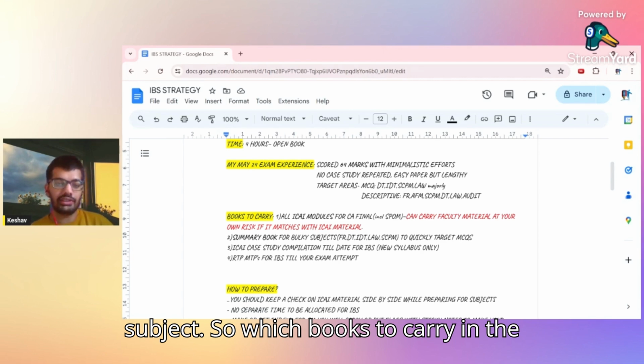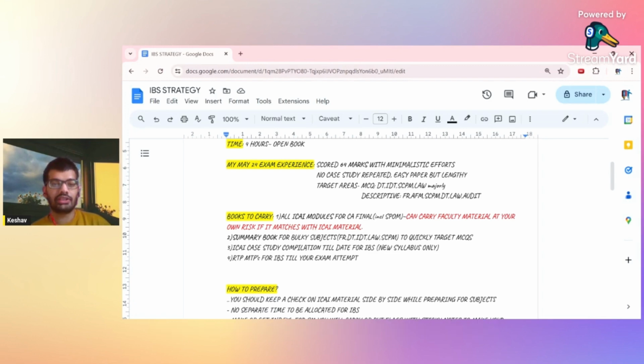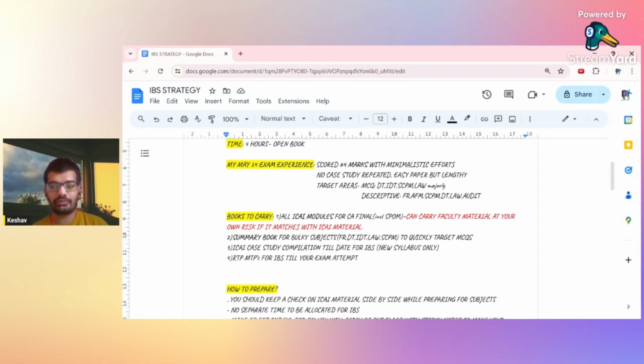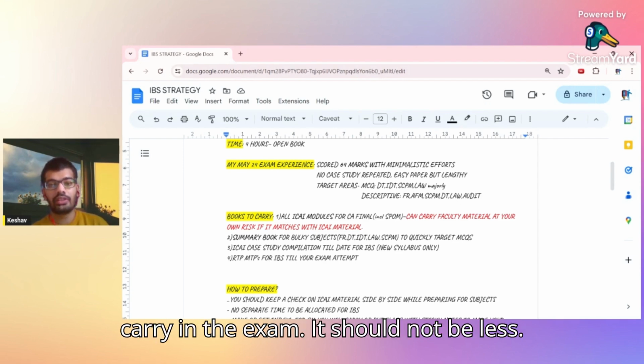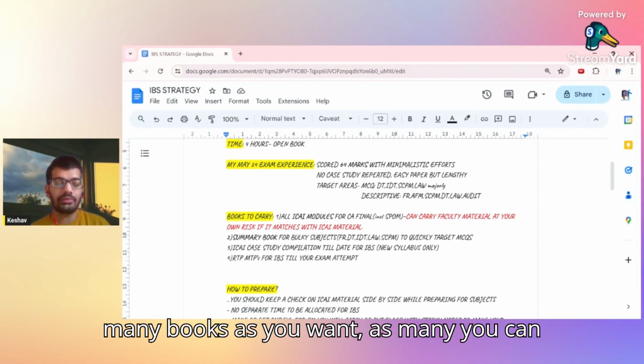So which books to carry in the exam hall? See, you can carry n number of books. There is no limit to that. But I think you should have a predefined track of what kind of books you want to carry in the exam hall. It should not be less. It should not be more. You can take as many books as you want, as many as you can carry with you.